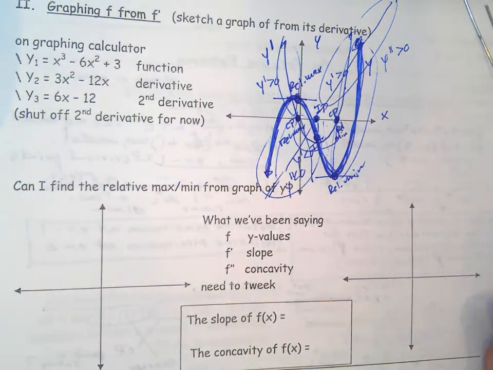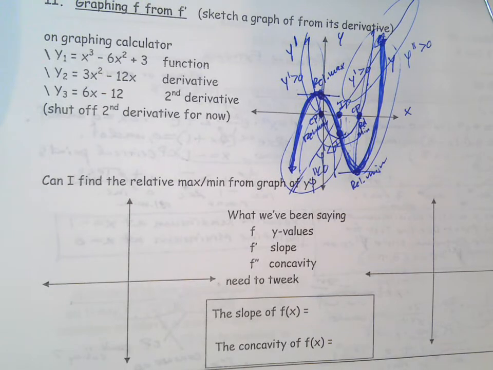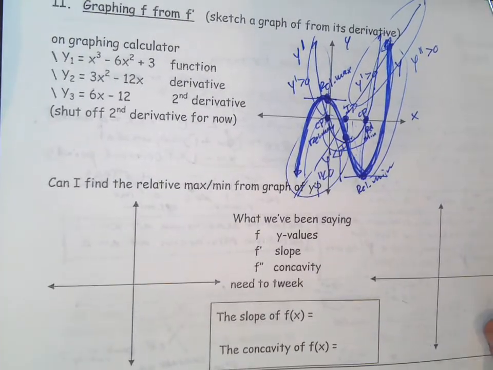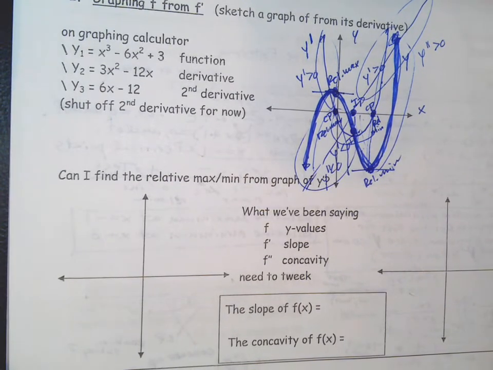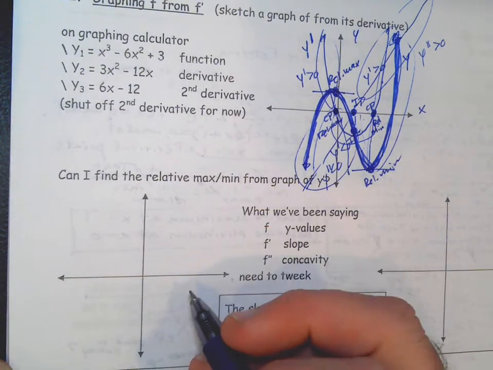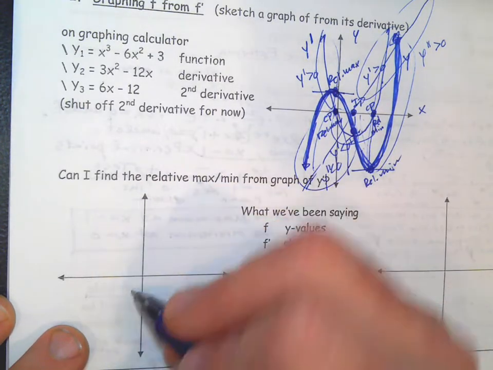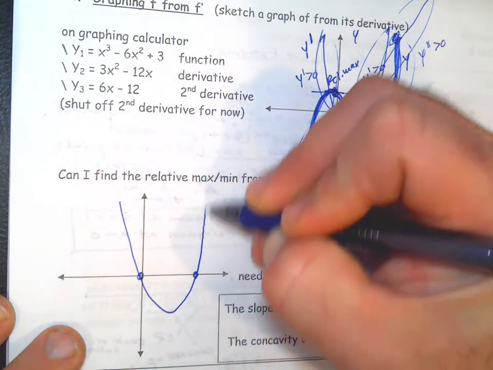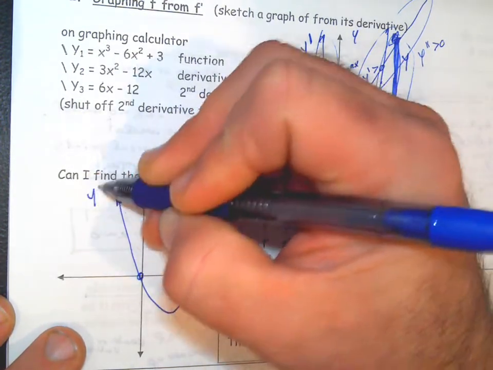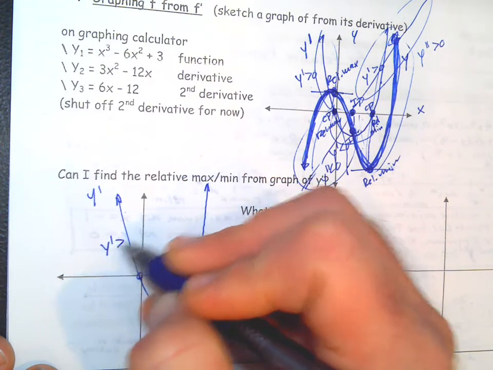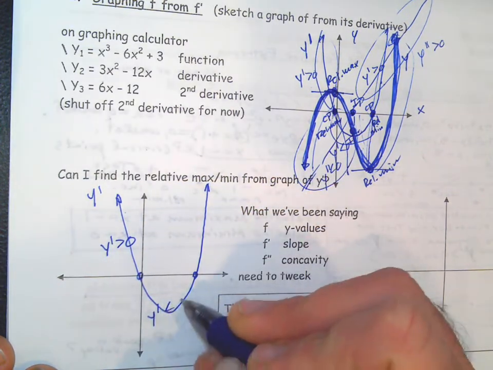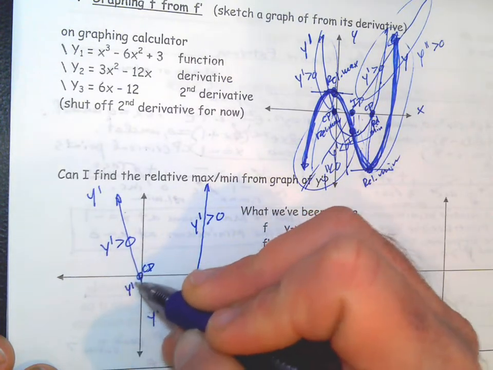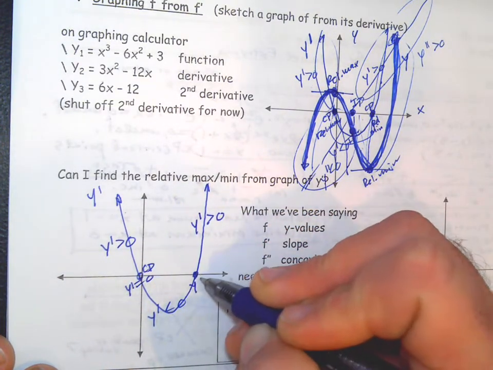So I know it's kind of a mess. We're doing a lot of different stuff, but let's take a step back and say, can we find the relative max and min from the graph of y prime? So I graphed it. I said it looked like this was the graph here, right? And if you just graph y prime, this is where y prime is positive. This is where y prime is negative. This is where y prime is positive. This is a critical point because y prime equals 0. These are y prime values being graphed here.